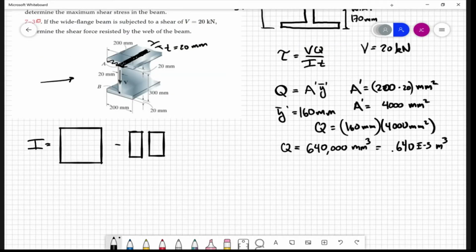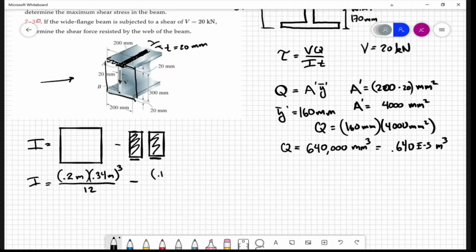So this is going to equal 1/12 base times height cubed of the full rectangular cross section. The base is 0.2 meters times the height, 0.34 meters, cubed, over 12, minus the I of these guys here. For the base, I'm going to use this base plus this base, or you could do it for one and multiply it by 2. It doesn't really matter. So that base is going to be 200 minus 20, or 180 millimeters, 0.18 meters. And this height here is 300 millimeters, or 0.3 meters, cubed, all over 12. And so we can calculate that.